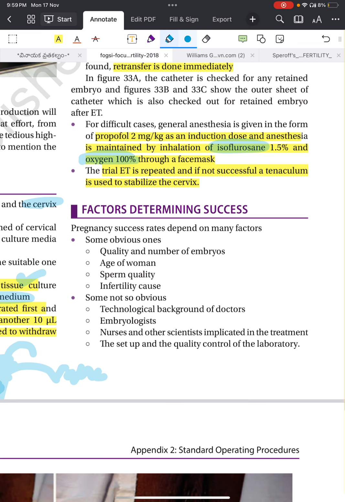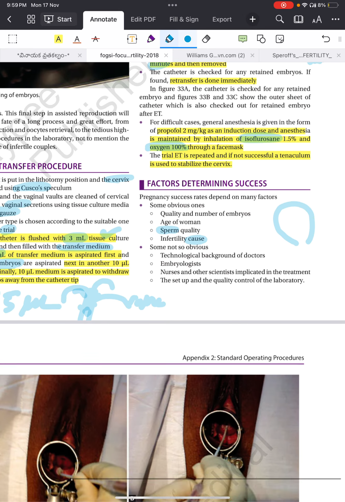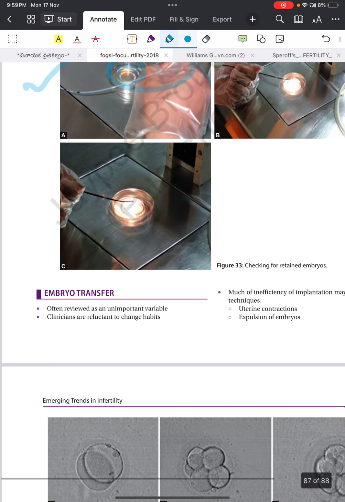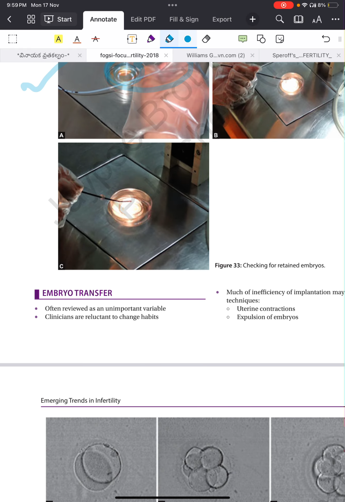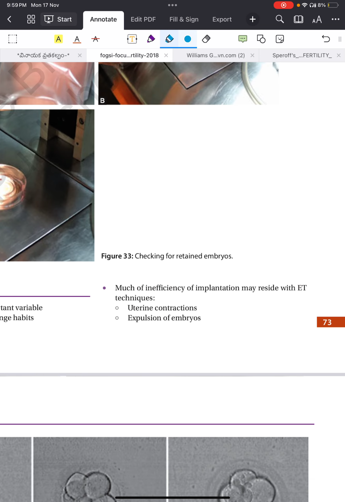So what are the factors determining success? Quality of embryos, age of the woman, sperm quality, and infertility cause, like any uterine anomalies, which make it difficult. Some not so obvious factors are the technical background of doctors, embryologists and nurses, and the setup and quality control of the laboratory. These are often not considered success determining factors. Embryo transfer is treated as an unimportant variable. Clinicians are reluctant to change habits. Much of the inefficiency of implantation may reside with embryo transfer techniques.